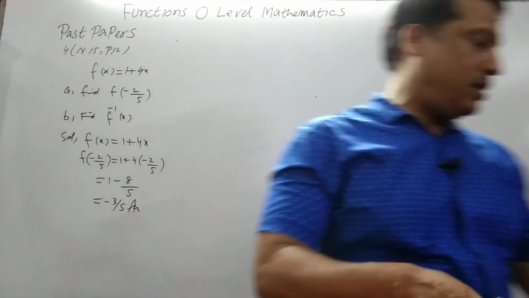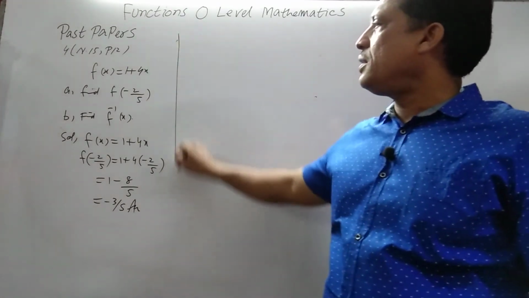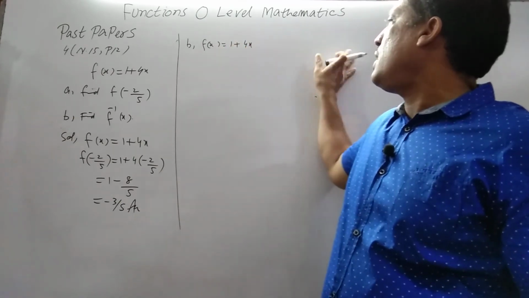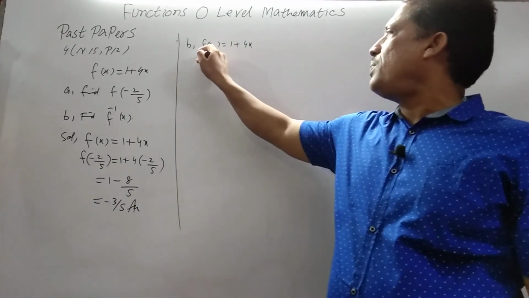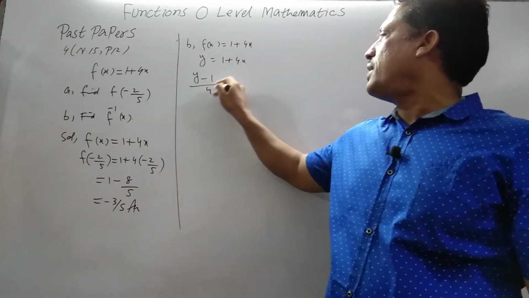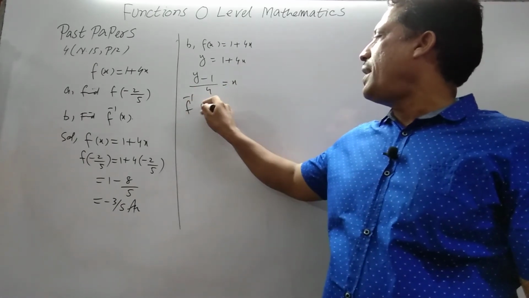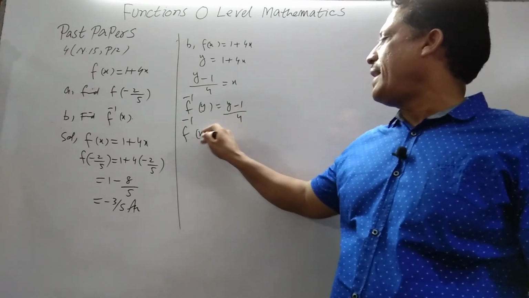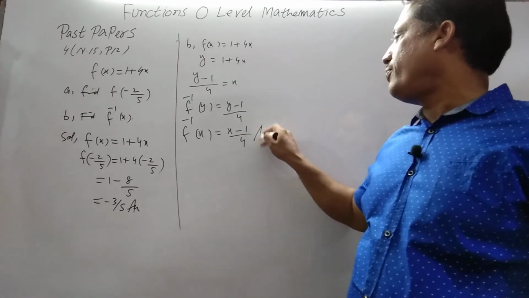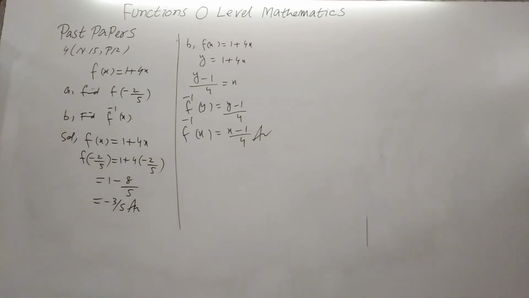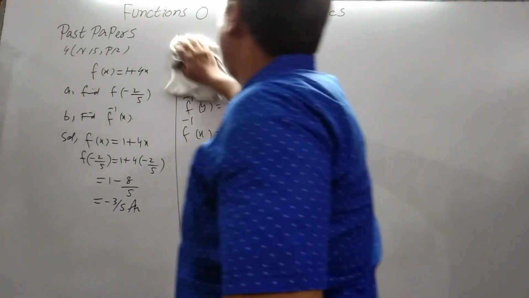The next part is part B. Given that f(x) equals 1 plus 4x, we need to find f inverse x. Just replace f(x) by y. Make x the subject of the given formula. Replace x by f inverse y, and finally replace y by x. x minus 1 upon 4 is the answer. I hope you completely understand how we get f inverse x. Next question. Very small and very easy questions.